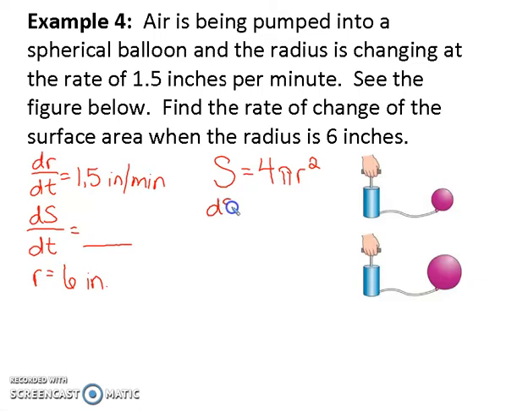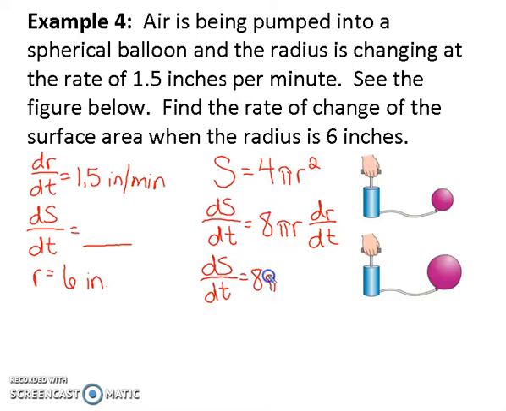So if I take the derivative of that, I get dS/dt equals 8 pi r dr/dt. Then it's just a matter of substituting my information in. So I've got 8 times pi, r is 6, dr/dt is 1.5. So when you multiply that out, 8 times 6 times 1.5, you get 72 pi.